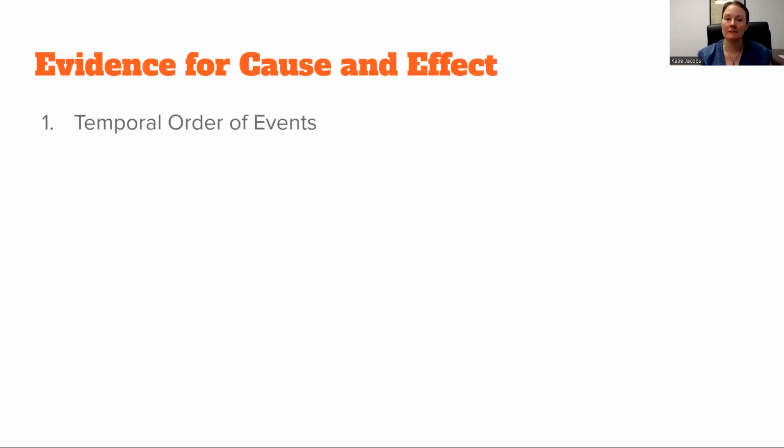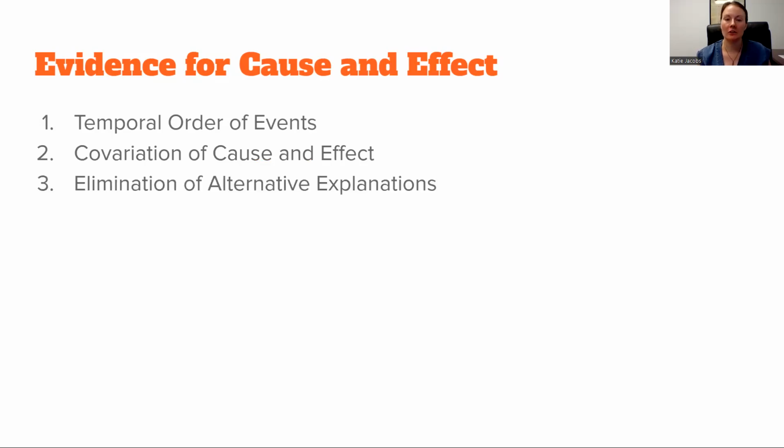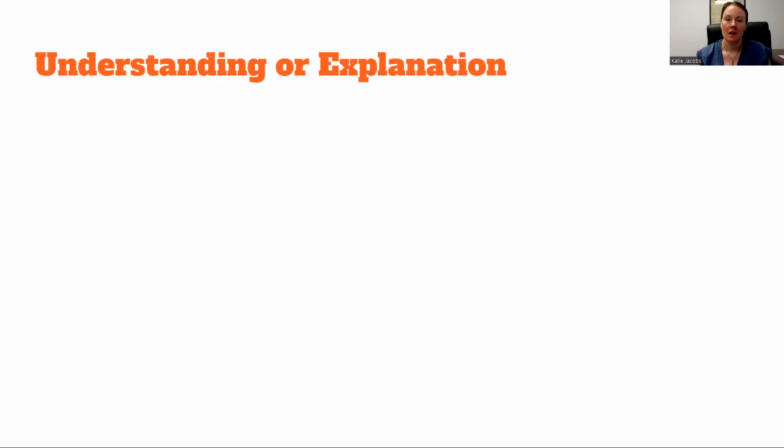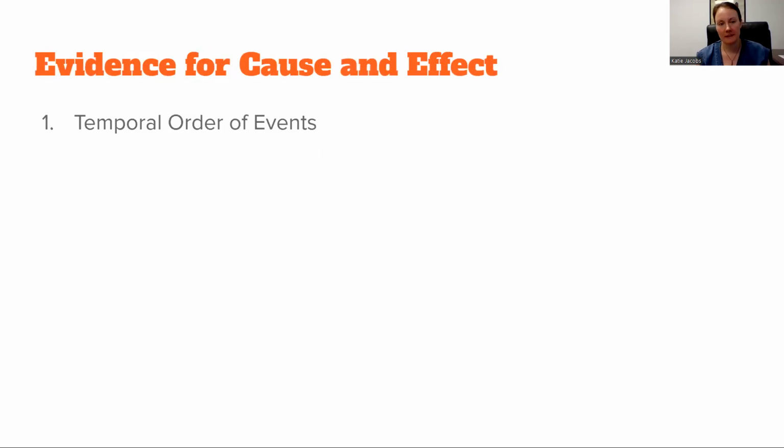So evidence for cause and effect, there's a few things that you have to be able to do. You have to have temporal order of events, covariation of cause and effect, and elimination of alternative explanations, okay? For temporal order of events, it means that the thing that's supposed to cause the other thing has to happen first. The cause must happen in time before the effect happens. If it doesn't, then it's not a cause and effect relationship.